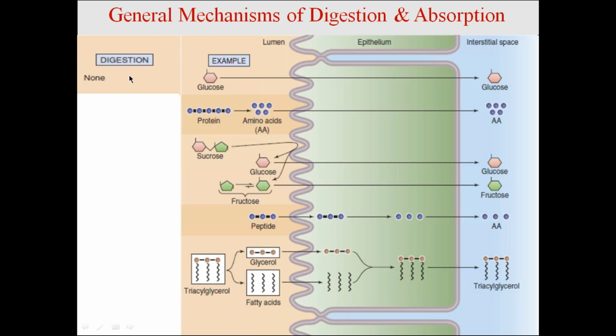In one, the foodstuff which was ingested, for example glucose, is not undergoing any further digestion. It is being absorbed through the enterocyte into the interstitial space, and from the interstitial space it goes into the blood circulation. So that would complete the absorption part, right? The second mechanism is luminal hydrolysis of polymers to monomers, right?